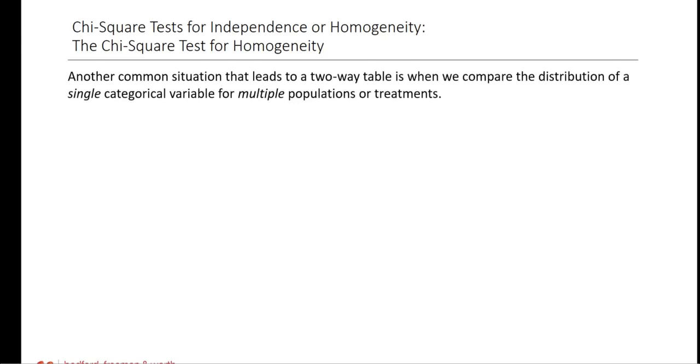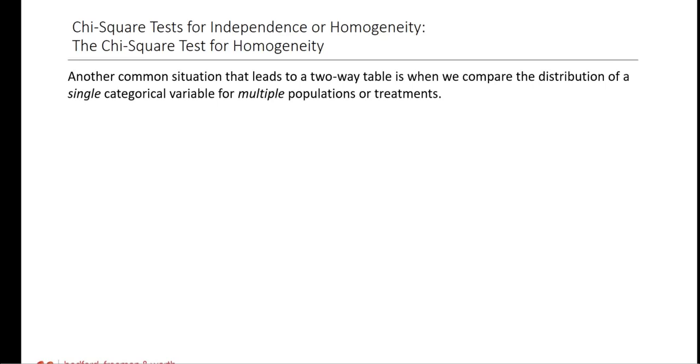Okay, finally, the last chi-square test is for homogeneity. So think of that as like sameness. The question will often say something about different or sameness or something like that. I like this too. We compare a single categorical variable with multiple populations for treatment.